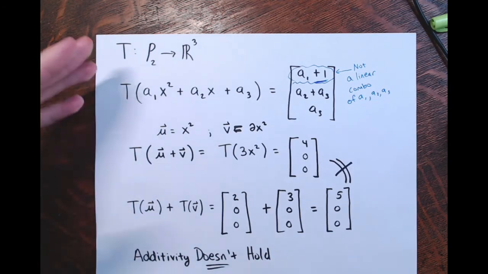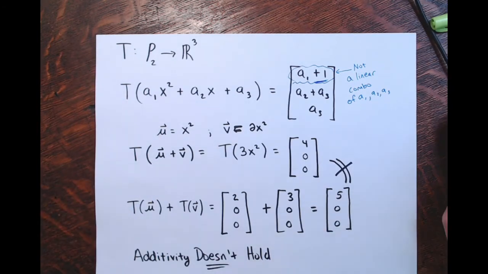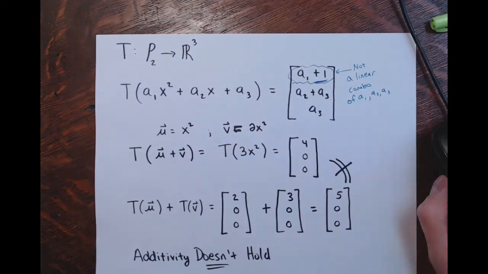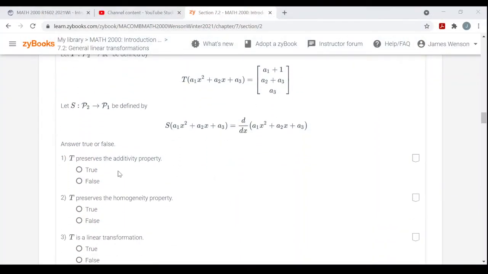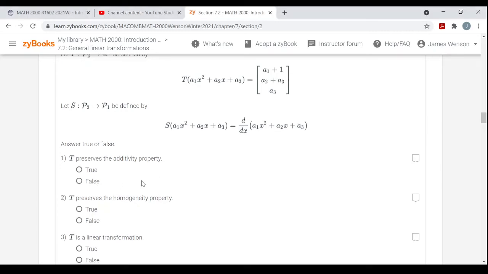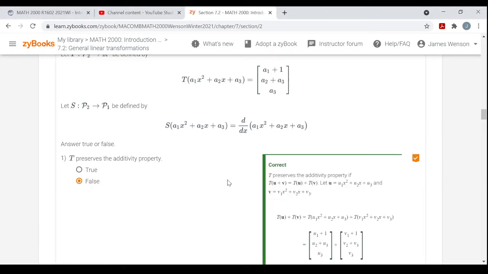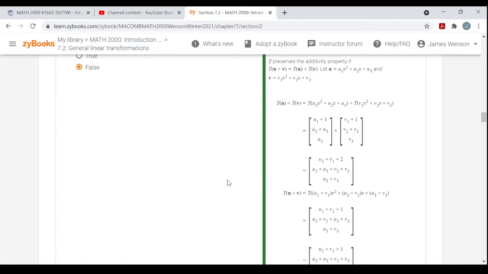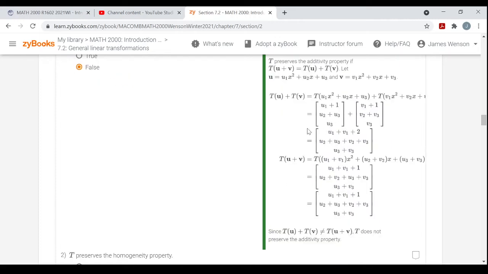Right, so this transformation is not a linear transformation. Does T preserve additivity? No, I just showed you an example as to why it doesn't. Now again, they go through the whole thing of showing you the left side with some general vectors, the right side with some general vectors, and saying, hey, these first components are off by 1. So they're not always going to be the same.